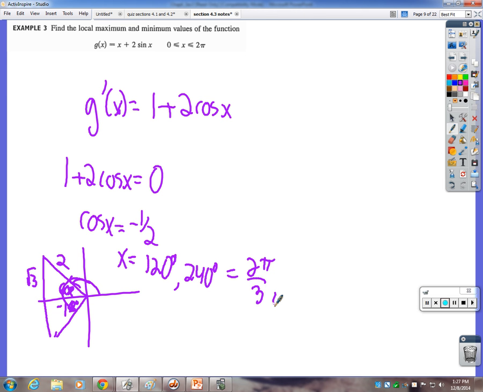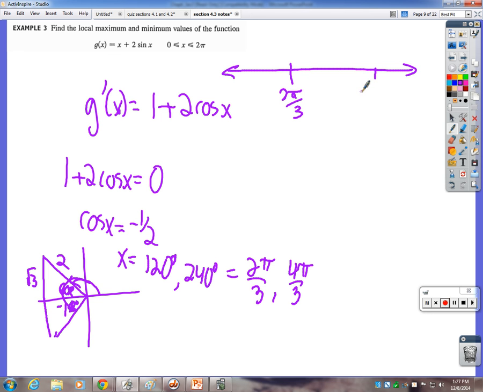What goes into 240 and 180 evenly? 60, so it could also be 4 pi over 3, okay? What did we just find though? Yeah, basically the critical points. So now we have to use those to figure out if they are maximum or minimum.